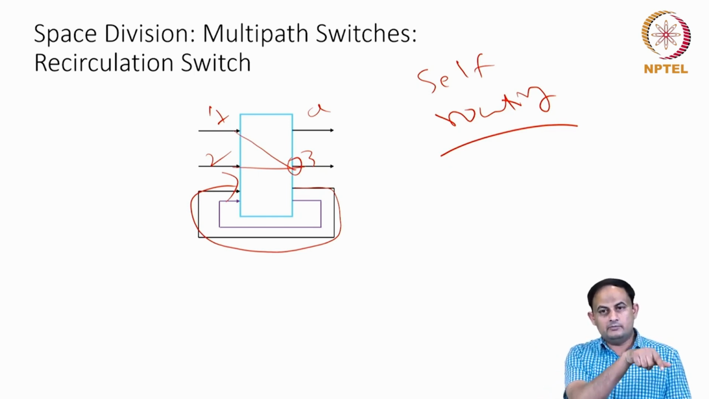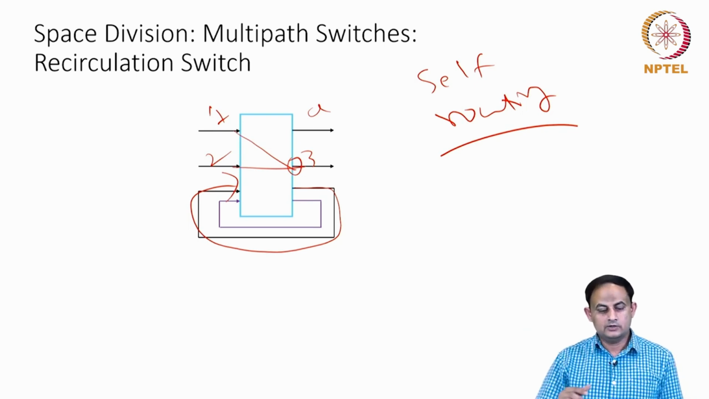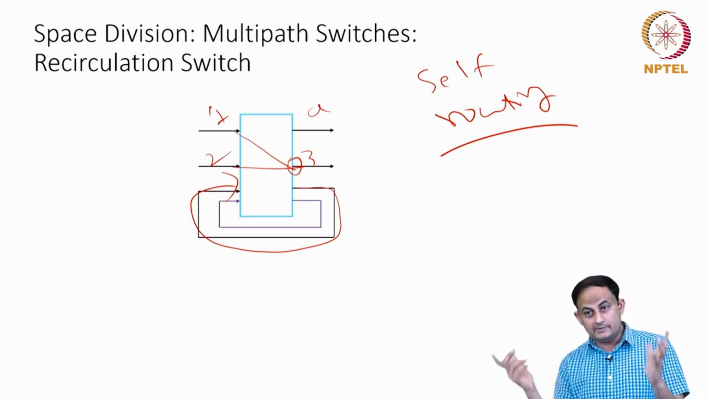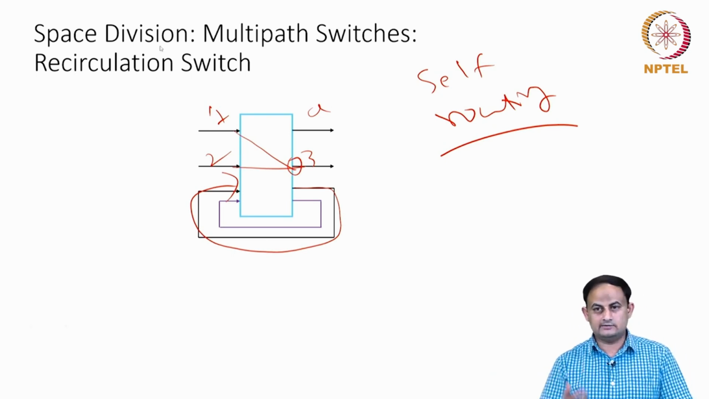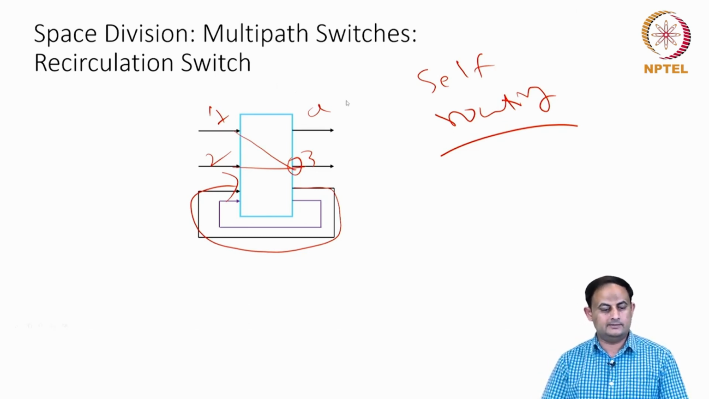When you are not able to make use of the other path, then you go via an alternative route, so that you maximize the number of parallel independent transmissions in the switch fabric. So, that is the recirculation switch, which is of the multipath switch type.